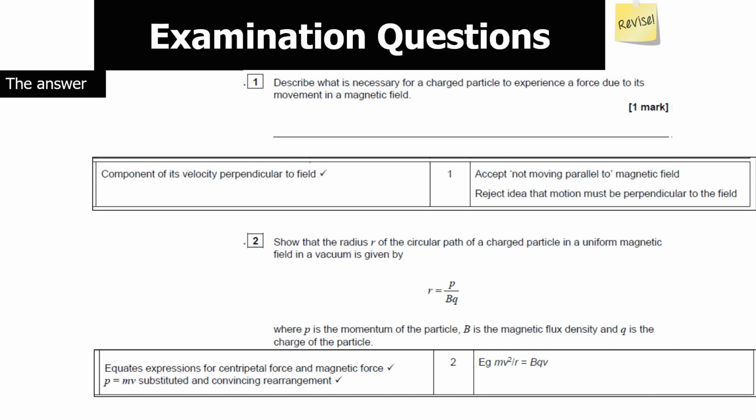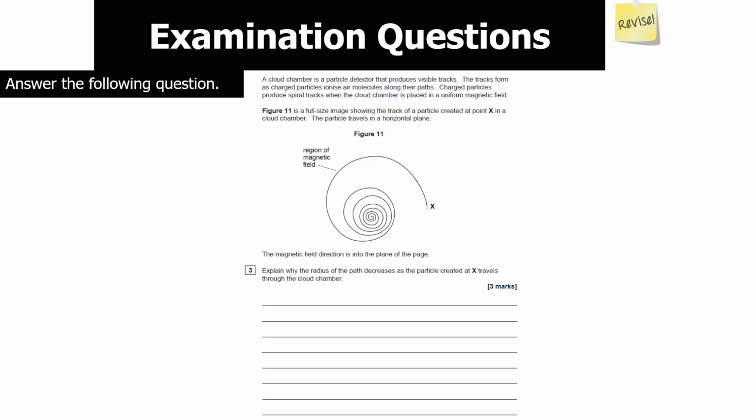The next question says a cloud chamber is a particle detector that produces visible tracks. The tracks form as charged particles ionize air molecules along their paths. Charged particles produce spiral tracks when the cloud chamber is placed in a uniform magnetic field. Figure 11 is a full-size image showing the track of a particle created at point X in a cloud chamber. The particle travels in a horizontal plane and the magnetic field direction is into the plane of the page. Explain why the radius of the path decreases as the particle created at X travels through the cloud chamber. So pause the video now, then unpause the video when you want to go through your answer.